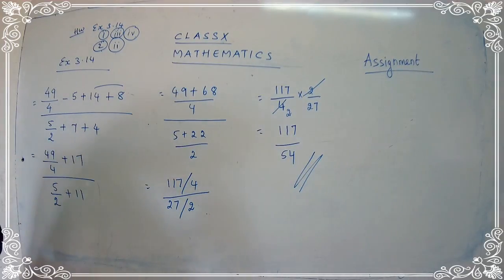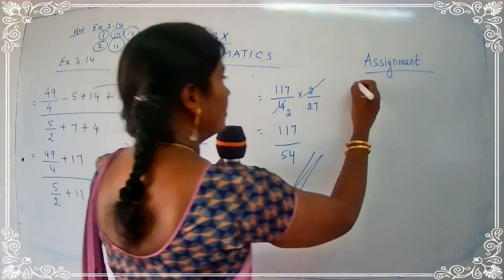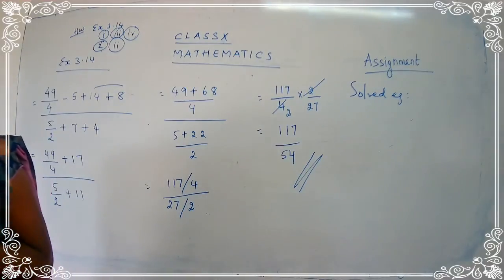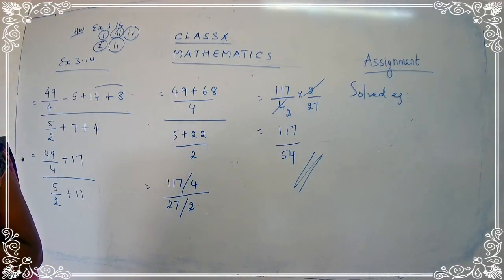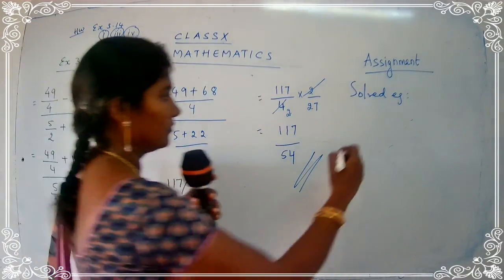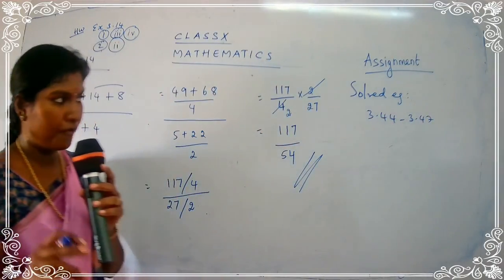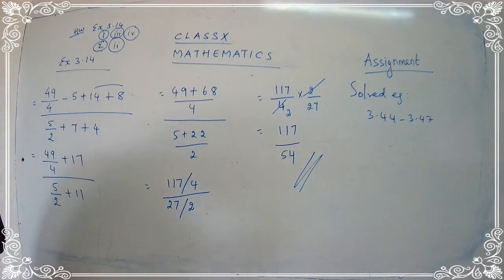So assignment, I'll write down the questions here. Solved examples 3.44 to 3.47. 44, 45, 46, 47. For 45 you have some subparts, so you have to follow the subparts also, children. 3.45 means you have 6 subparts over there. So you have to do all the subparts.